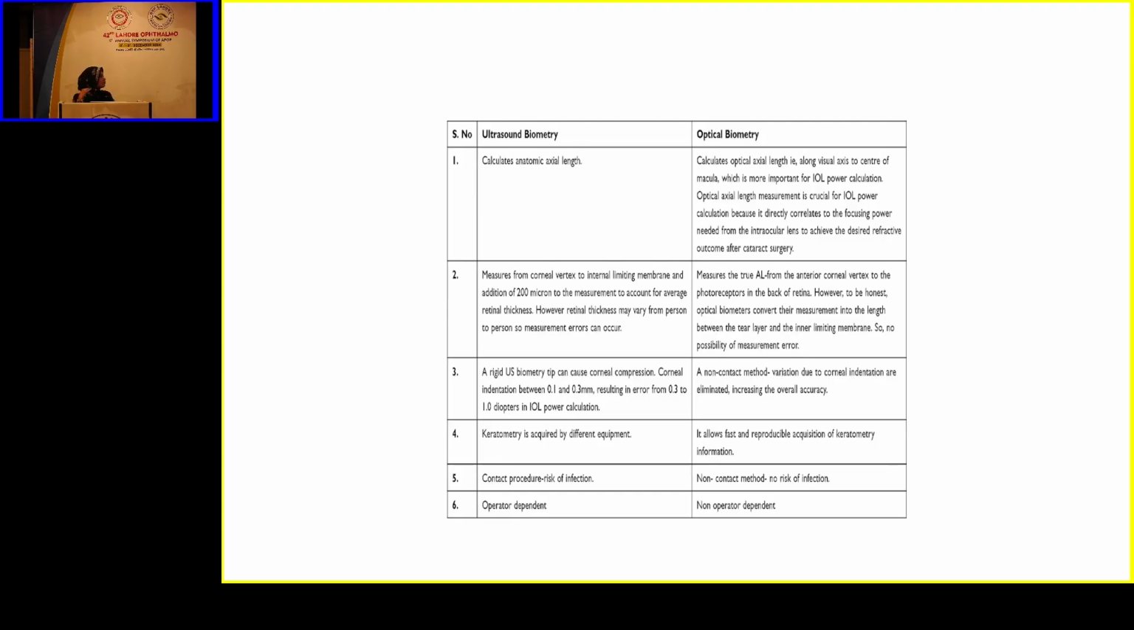This slide briefly tabulates the differences between the ultrasound and the optical biometry. The main thing is the difference in the ways that it measures the axial length. Ultrasonic is measuring anatomic axial length, and optical biometry gives us the true axial length.